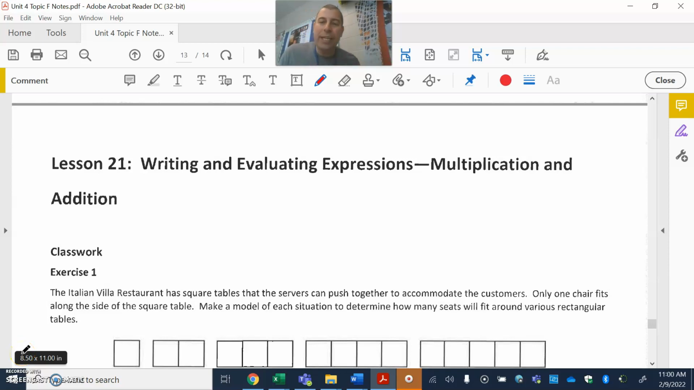Everyone, it's lesson 21 here. We are writing and evaluating expressions, multiplication, and addition.